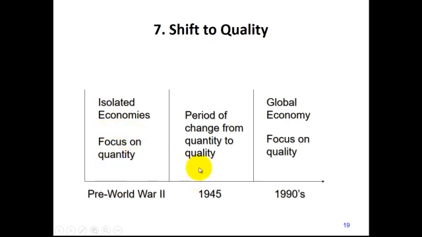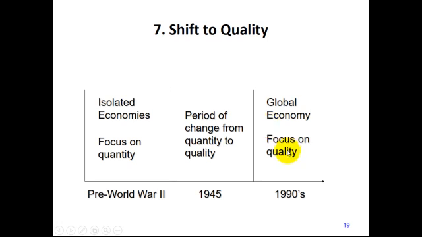Then in 1945, period of change from quantity to quality. People, the customers become aware. They were going towards the quality product. From this era, 1945, people started to pay more for a product which are having good quality. So from 1945, after World War II, the period of change occurred. People move towards quality from quantity.